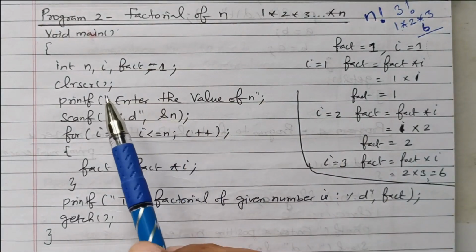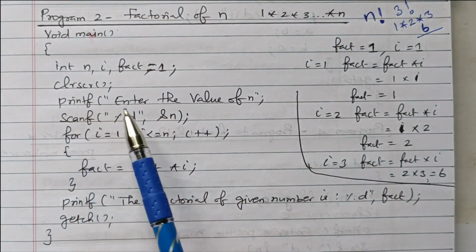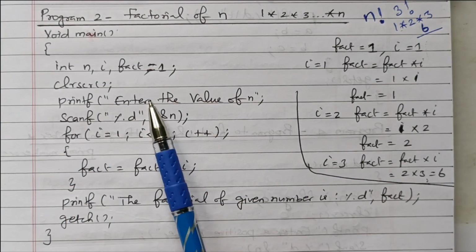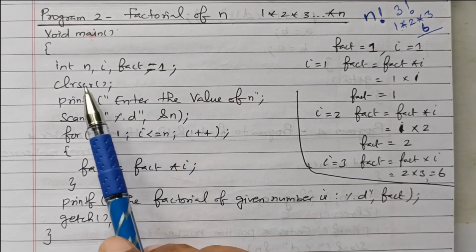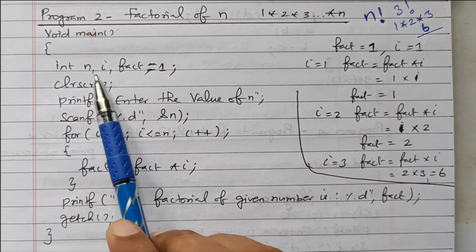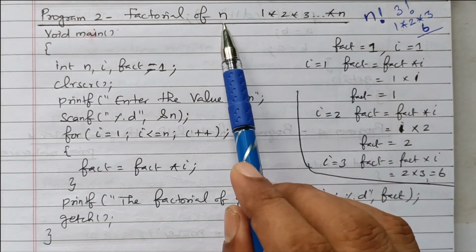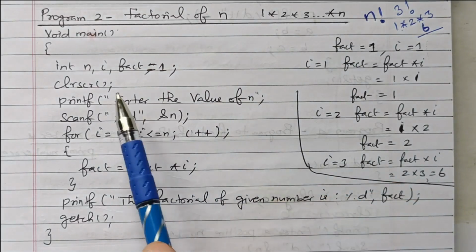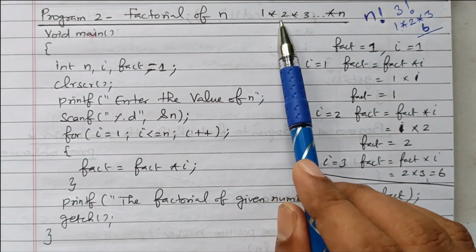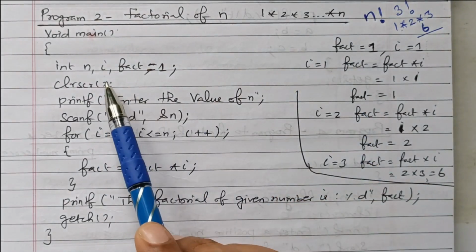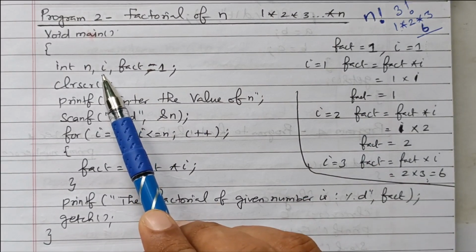Now we'll go to the program. Void main, open the braces. The header files we need to include by default: include stdio.h, conio.h. Now we'll go to declaring the variables. Here, integer n. N is the number for which we need to find the factorial. This i is used for the loop. So the numbers 1, 2, 3, 4 up to n will be created using the for loop. For that we are using the i variable.